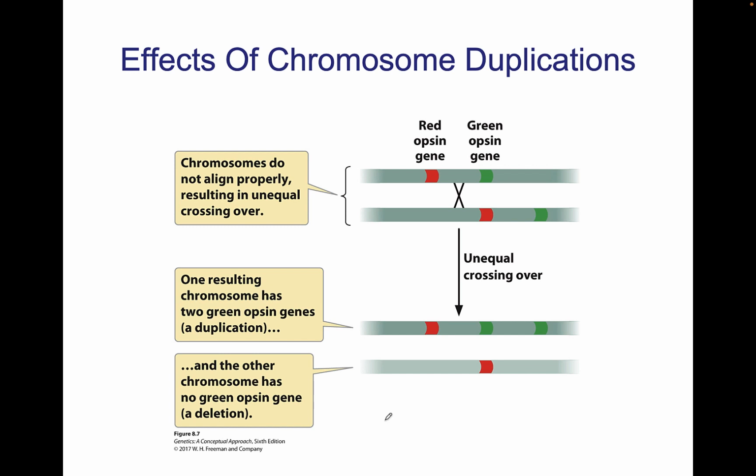Now, what is another downstream effect of chromosome duplications? Whether it's a duplication or a deletion, they often arise from unequal crossing over. As a result, the chromosomes misalign during crossing over. You see this in color blindness, specifically red-green color blindness in humans. The perception of color is affected by the red and green opsin genes, which you see here, the red opsin gene and the green opsin gene. In this case, the chromosomes don't align properly, and so you have unequal crossing over.